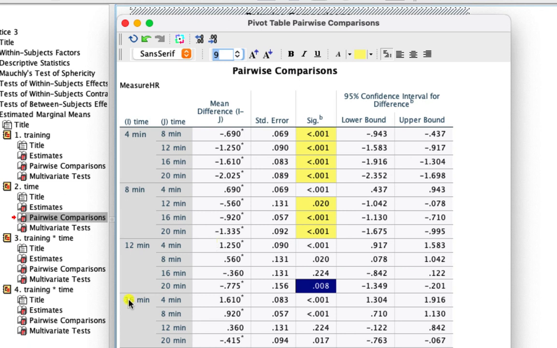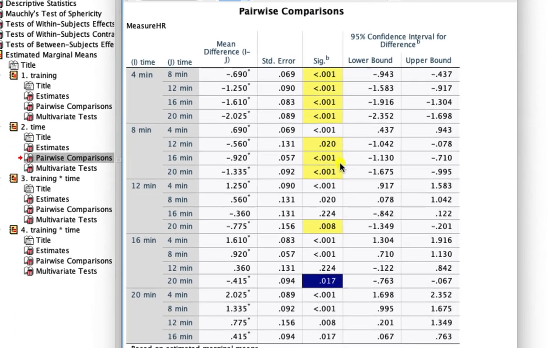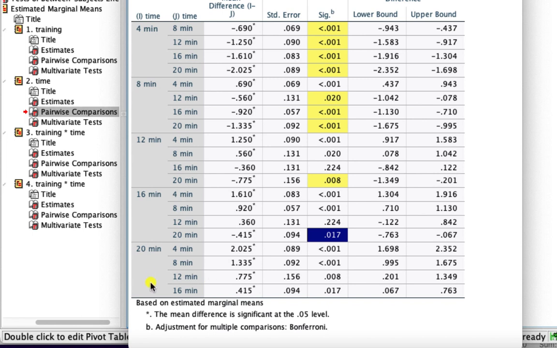Under 16 minutes, we've looked at all of the potential pairs except for 16 and 20 minutes. So that 0.017 is less than 0.05, which makes it significant. And by the time we get down to our last section, if we have highlighted a significant pair at 20 minutes with each of our previous time points, we don't really need to look at this one because we've already accounted for those pairs in the higher levels up here.